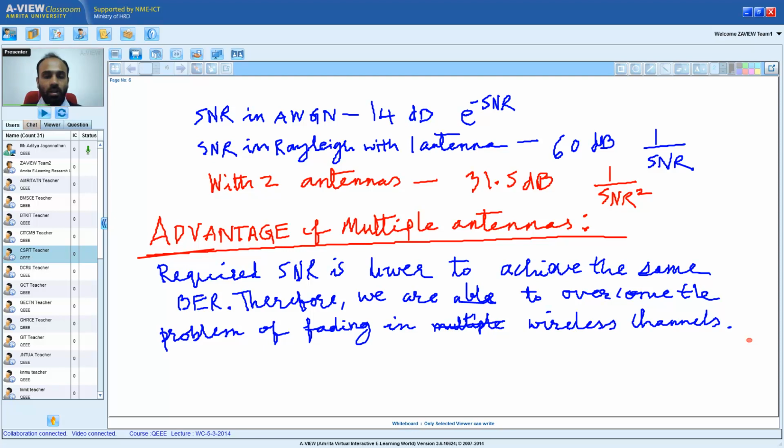Therefore, by using these multiple antennas, we are able to decrease the bit error rate significantly, or for the same bit error rate required, we are able to decrease the transmitted SNR significantly. This is also known as diversity.